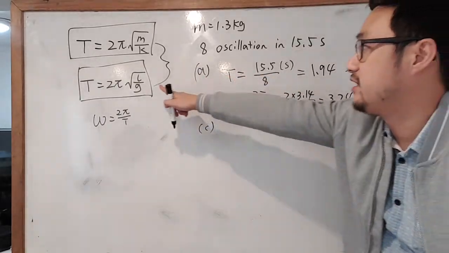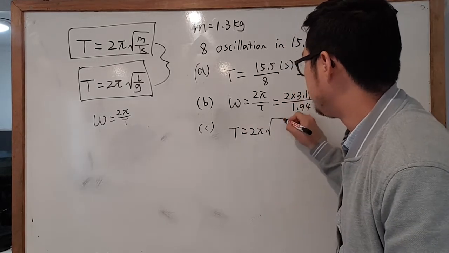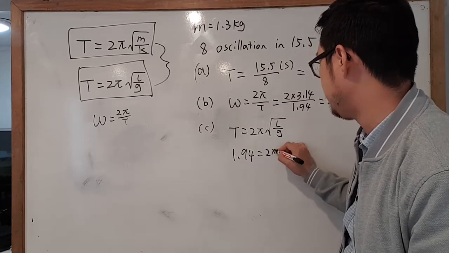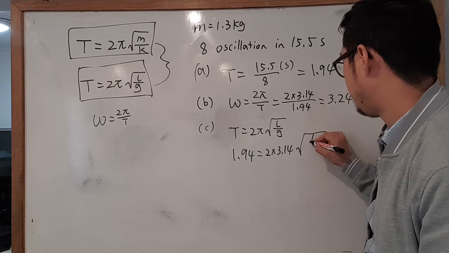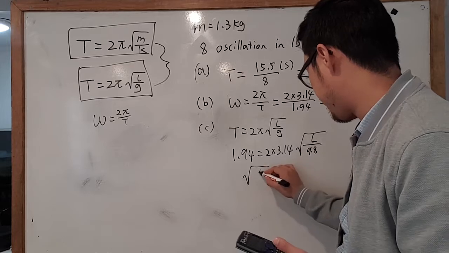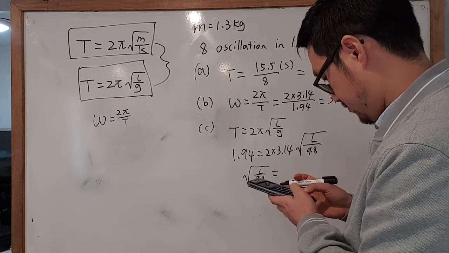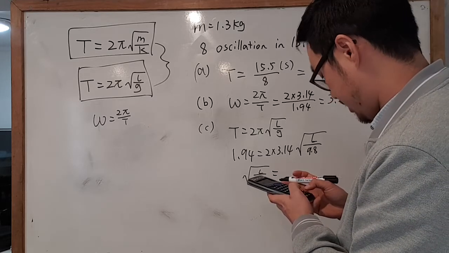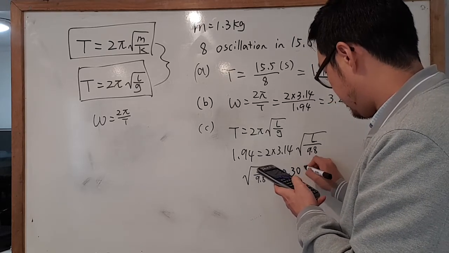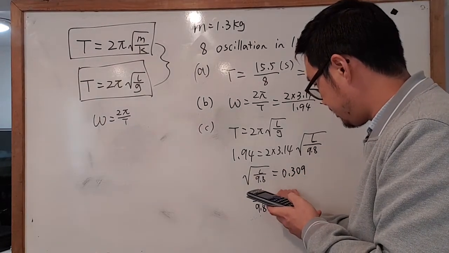And question C, calculate the length of the pendulum. The length of the pendulum is related to the period. So T equals 2 pi square root of L over g. Then put the time there: 1.94 equals 2 times 3.14 times square root of L divided by 9.8. Keep calculating: 1.94 divided by 2 divided by 3.14 gives me 0.309.